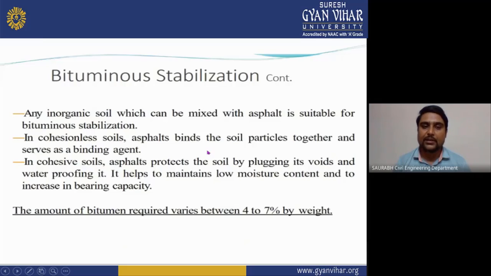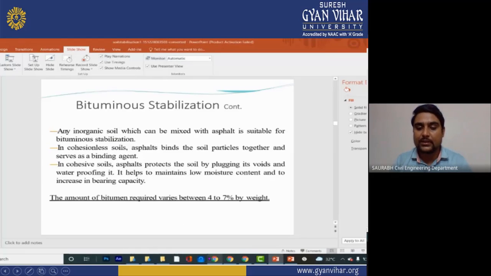Now we will come to the next topic, bituminous stabilization. Here we have to use bitumen for soil stabilization. Any organic soil which can be mixed with asphalt is suitable for bituminous soil stabilization. In cohesionless soil, asphalt binds the soil particles together and serves as the binding agent. In cohesive soil, asphalt protects the soil by plugging its voids and waterproofing it. It helps to maintain low moisture content and to increase the bearing capacity. The amount of bitumen required varies between 4 to 7% by weight.